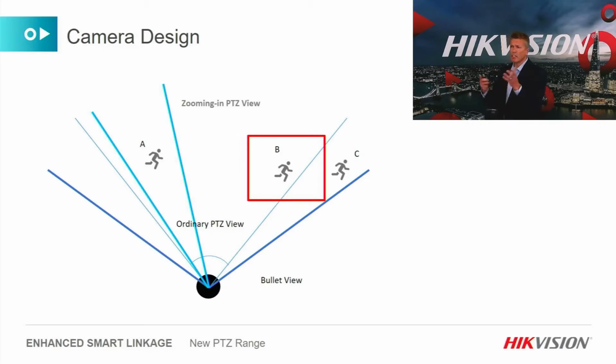So the schematic you can see on the screen at the moment, if you look at person A and person B, those two blue lines are showing what a PTZ would normally see when it's zoomed out. When you then zoom in to track and get more information on person A, you now lose the information about person B. But if you had a static camera, like the bullet view that we're showing there, you can capture not just person A and B, you can also see person C as well. However, you might not get enough detail about the three people in that scene. And that's why the Enhanced Smart-Linkage PTZ is something to consider for these type of applications. Let me show you the product.